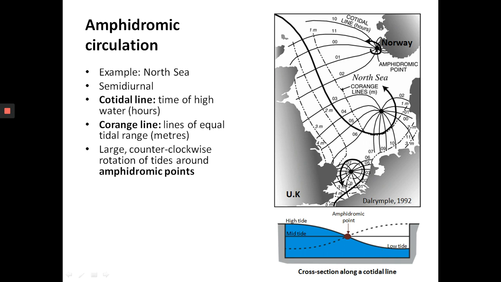And after several hours, this will change again. This part will be low tide, and this side will be high tide. You get this sloshing around of water on both sides. These are actually standing waves. High tide oscillating with low tide, at opposite sides. So you get vertical movement of water, which can also be transformed to a lateral movement of water, your tidal currents. So you get counterclockwise rotation of tides around amphidromic points.